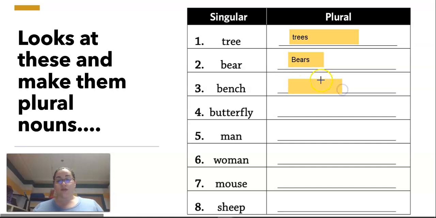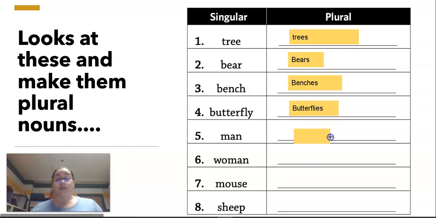The next one, bench, benches, right? We know that's how they would do this, and because it ends with a CH, we add ES at the end. Now look at this one. This is the one I was telling you about, if it ends with the Y, what happens? So if it ends with the Y, like butterfly, you change the Y to an I and you add ES. So that is how that would work.